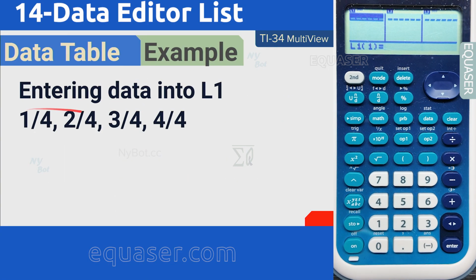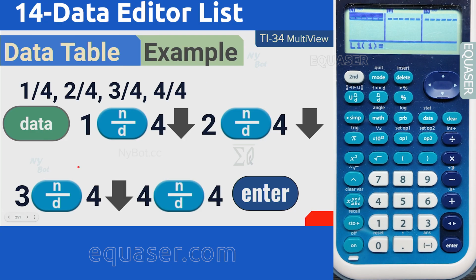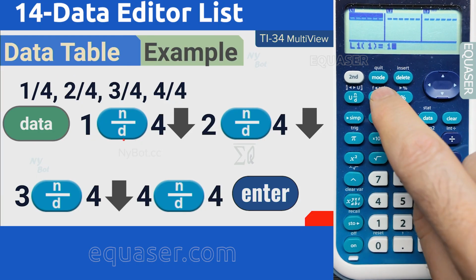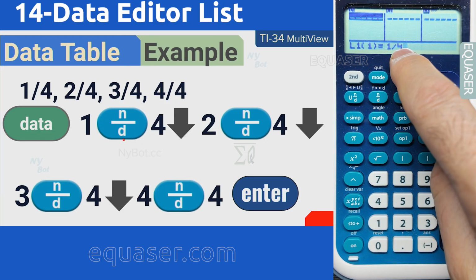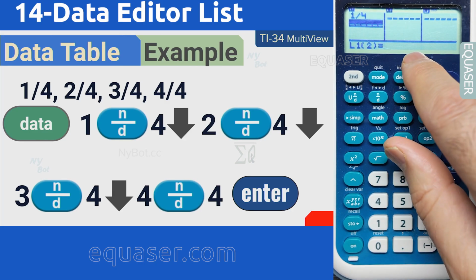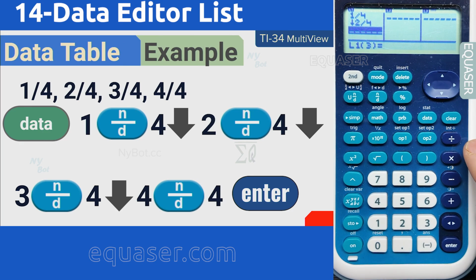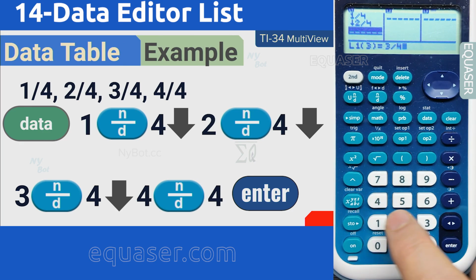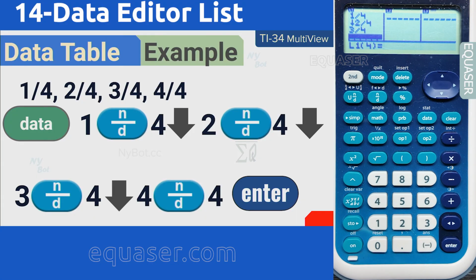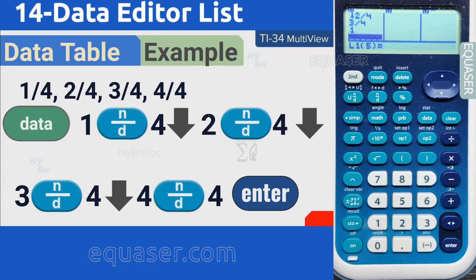Now example 1, entering these data into L1. So we want to enter into L1: clear, then in data, 1 over 4, and then we have to press enter or arrow, and this value is transferred. Then 2 over 4, down, and 3 over 4, and down. And 4 over 4, and down. So all of these have been entered.